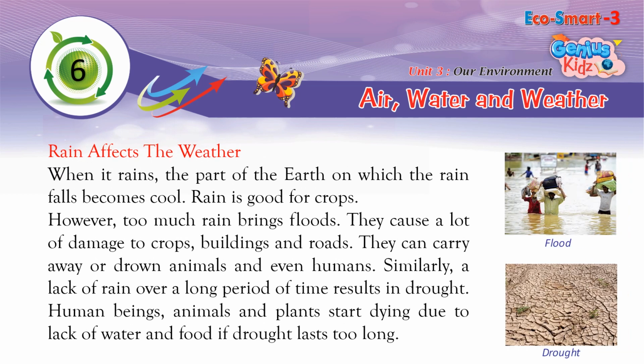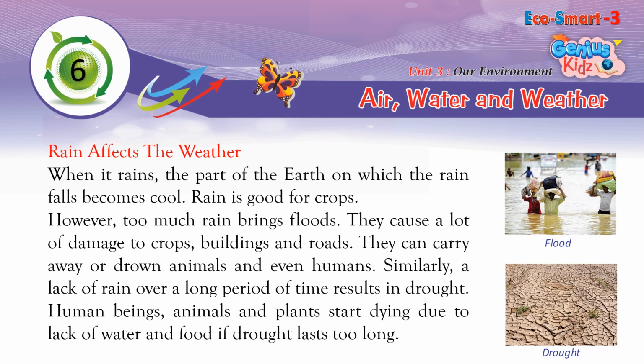Rain affects the weather. When it rains, the part of the earth on which the rain falls becomes cool. Rain is good for crops. However, too much rain brings floods. They cause a lot of damage to crops, buildings, and roads. They can carry away or drown animals and even humans.